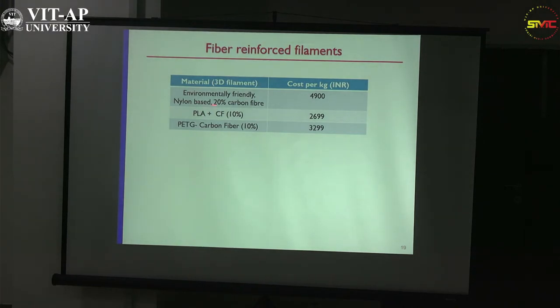Here, nylon base with 20% weight carbon fiber is available at a price of 4900 rupees, whereas Ultem and PEEK are available at 60,000. Then PLA plus carbon fiber is 2699, and PETG plus carbon fiber is about 3299. That is much higher than PLA and ABS, but compared with Ultem and PEEK you get it at a relatively lower price. If you print your products with these materials, you are going to get extraordinary quality and properties. I will tell you, don't blindly print everything with PLA.